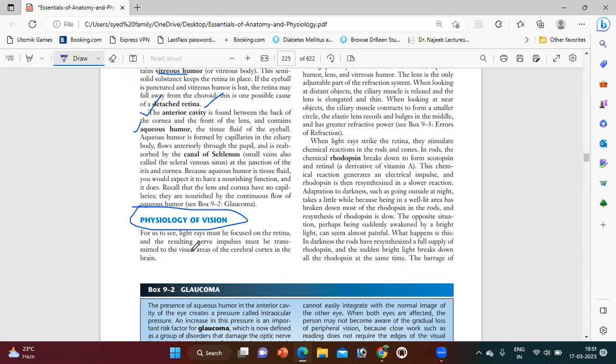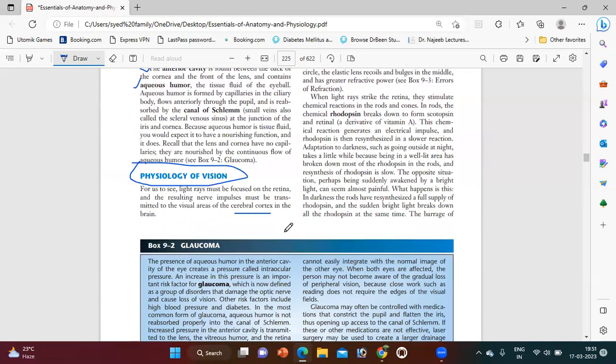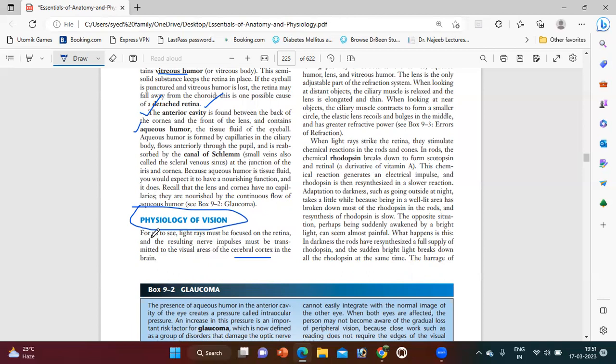For us to see, light rays must be focused on the retina and the resulting nerve impulse must be transmitted to the visual areas of the cerebral cortex in the brain. In simple terms, in the outer environment, we have all the necessary things that we want to see. Basically, the light rays will enter into our eyes with the help of the lens. Okay, it will enter the retina.